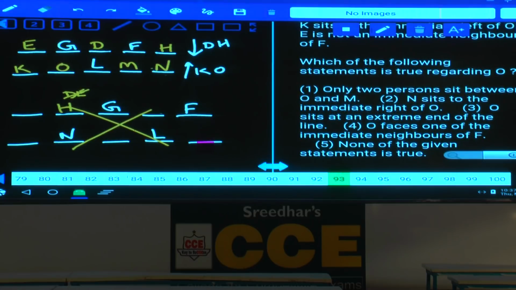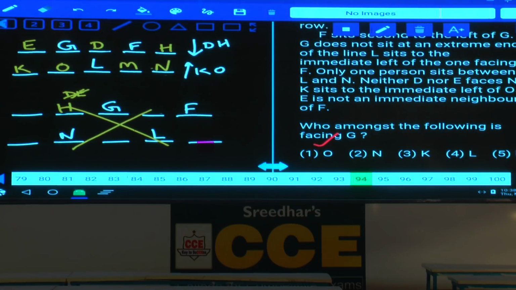Then 93, which of the following statements is true regarding O? 2 persons between O and M, that is false. N sits to the immediate right of O, that is false. O sits at an extreme end of the line, that is false. O faces one of the immediate neighbors of F, that is false. Choice 5, none of the given statements is true, isn't it? Then 94, who among the following is facing G? O is facing G, choice 1.